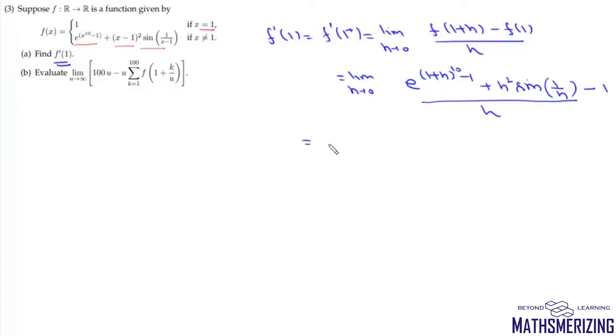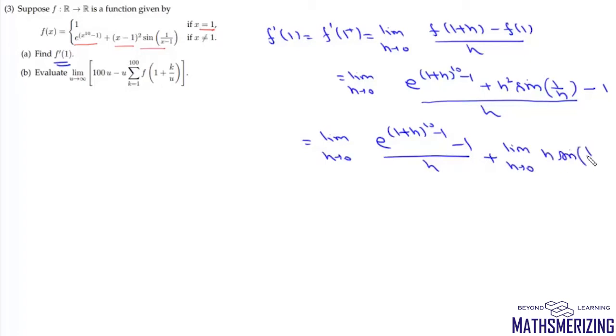Now we'll split this limit in two parts. We'll write limit h tends to 0, (e to the power ((1 plus h) to the power 10 minus 1)) upon h, and plus limit h tends to 0 of h sine (1 upon h). Now the second limit is of the form 0 into sine infinite, and sine infinite is an oscillating value from minus 1 to 1. So 0 into anything finite is 0. So the value of this second limit is 0.